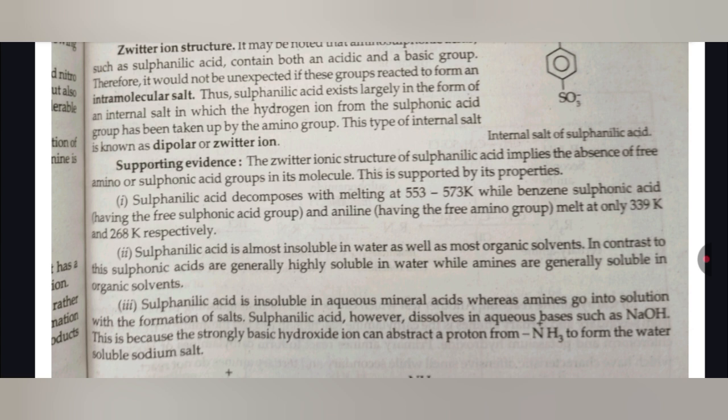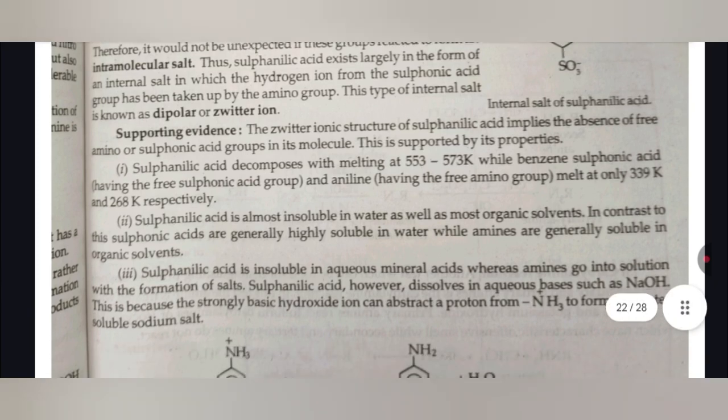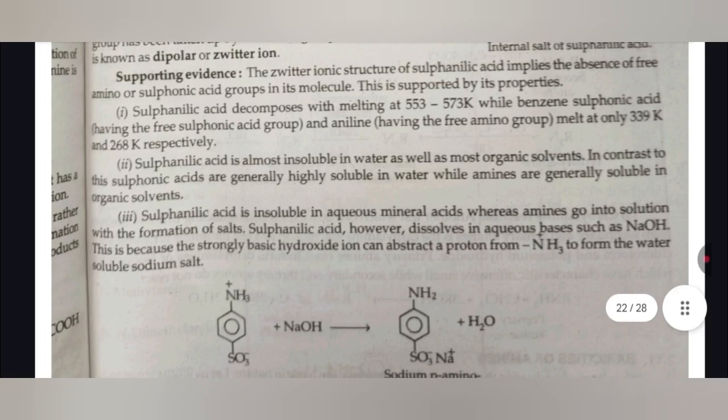Therefore, it would not be unexpected if the group reacted to form an intermolecular salt. The sulfanilic acid exists largely in the form of an internal salt in which the hydrogen ion from the sulfonic acid group has been taken up by the amino group. This type of internal salt is known as a dipolar or Zwitter ion. Supporting evidence: the Zwitter ion structure of sulfanilic acid implies the absence of a free amino or sulfonic group in its molecule. This is supported by its properties.